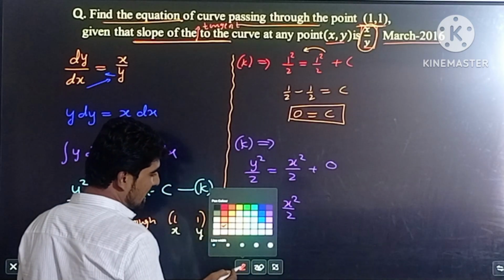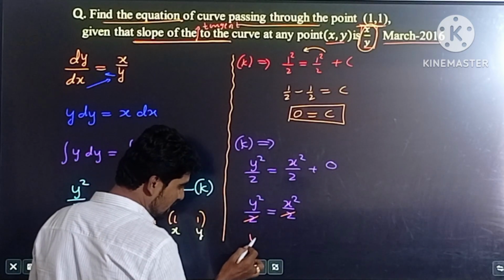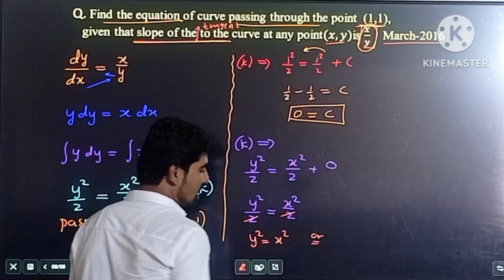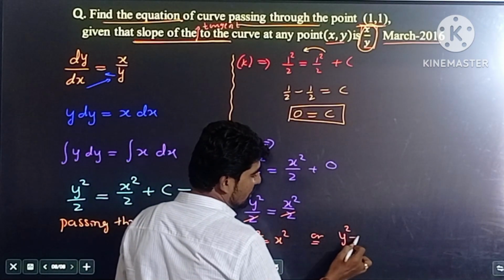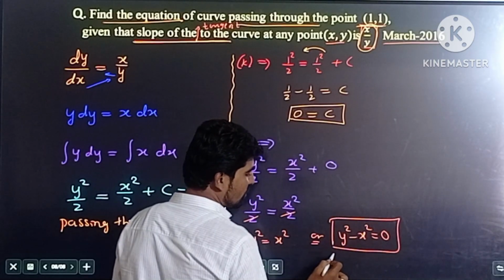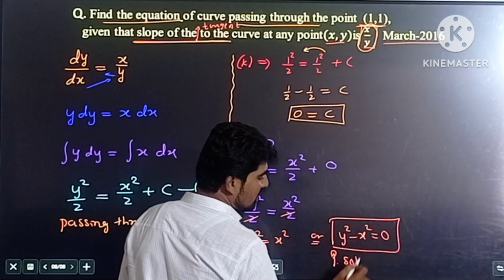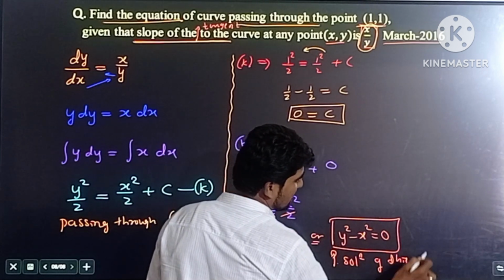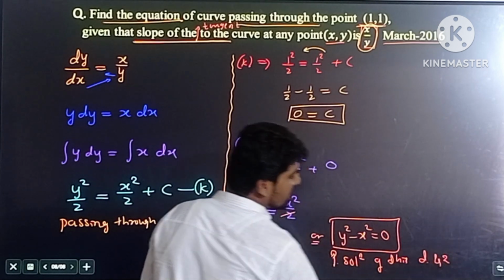Now cancel 2 on either side. So finally we got y square is equal to x square, or y square minus x square is equal to 0, which is the required particular solution of this differential equation. I hope all of you understood.